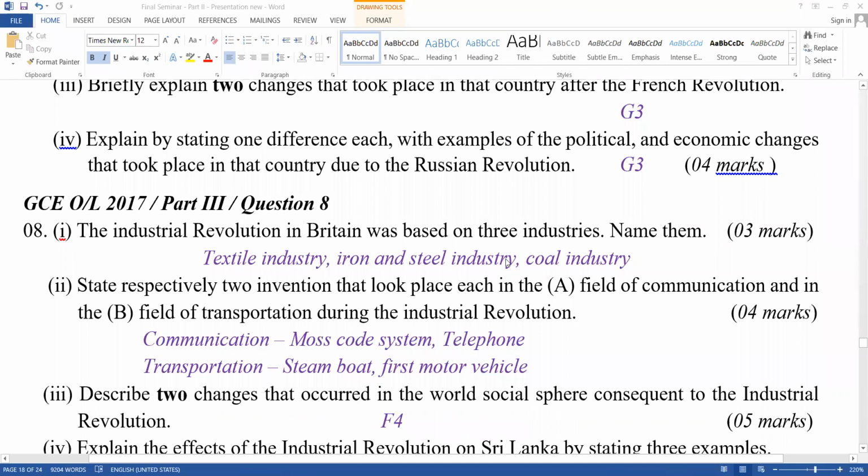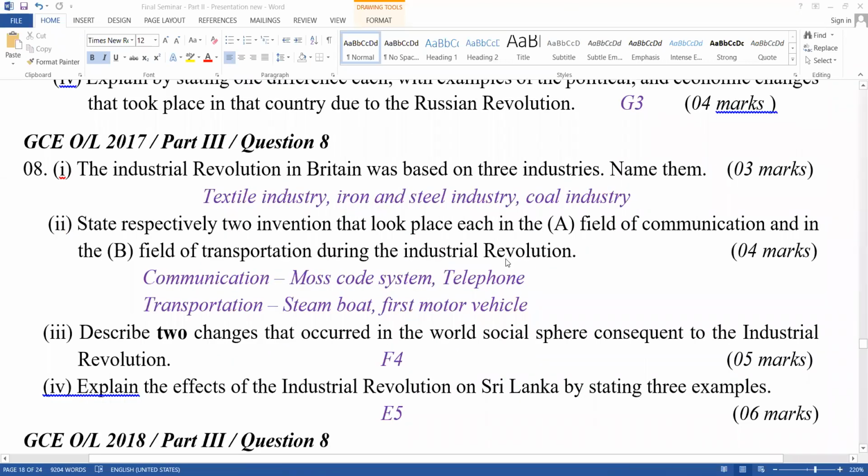Describe 2 changes that occurred in the world's social sphere consequent to the Industrial Revolution. Changes, F4, we discussed that. And explain the effects of the Industrial Revolution on Sri Lanka. Once again, results, E5. I told you E5, results of Industrial Revolution, so that we discussed earlier. Okay, the birth of a class society like middle class and labor class comes under this.